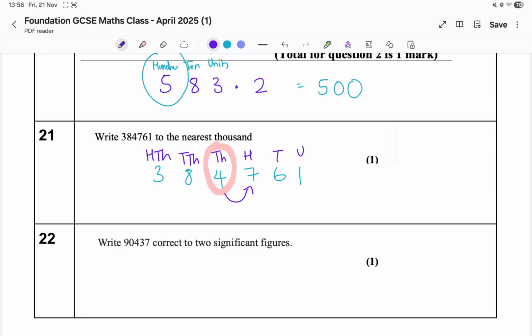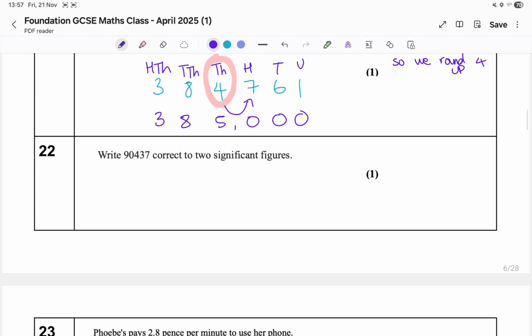I can see 7 is bigger than 5, so we round 4 up. That's going to become 385,000. There you go. So when you're rounding, the numbers on the right become zeros, and then the numbers on the left stay the same. So just remember that. That's rounded to the nearest 1000.